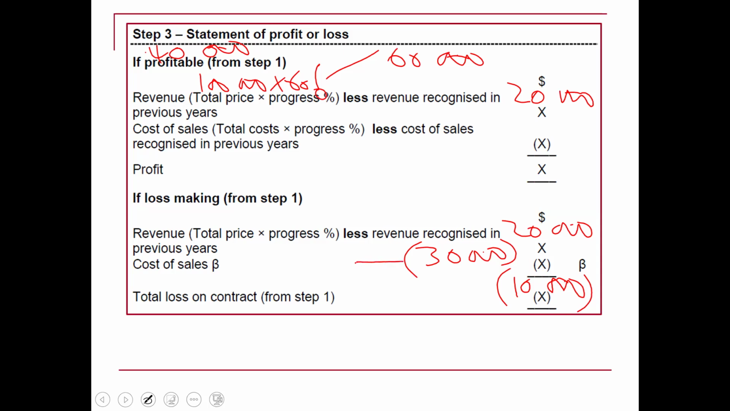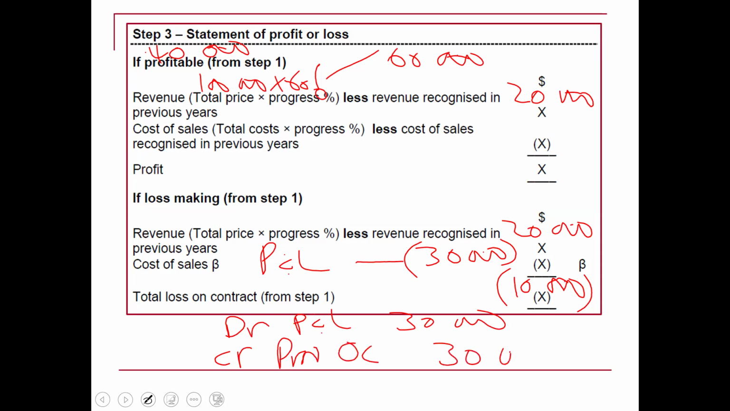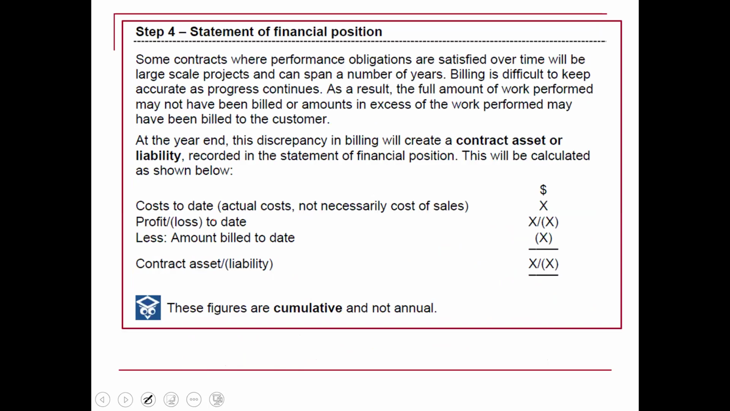We then recognize this in profit and loss as an expense, which means we are going to debit profit and loss with 30,000. And then we are going to credit provision for an onerous contract of 30,000. So this then becomes a current liability. This then becomes an expense. So that's what we do when we have determined that the project is going to be making a loss. So this is step number 3. Now we want to then move on to step number 4.